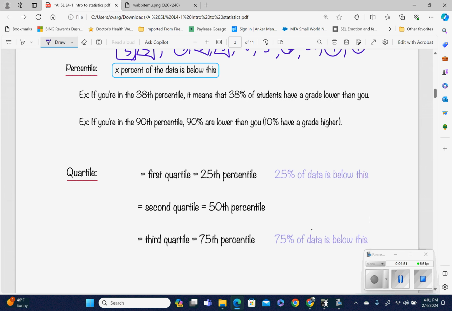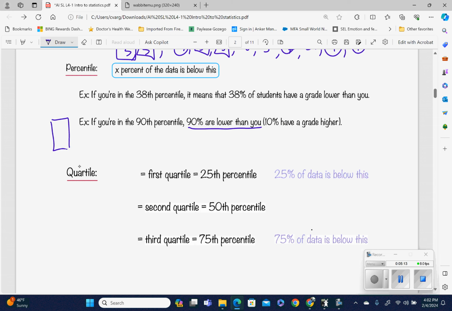Percentile. So I know we're doing a bunch of definitions. This is a good place to start just to make sure we're all on the same page. If admin comes to you or somebody tells you, okay, hey, you are in the 90th percentile. If you're in the 90th percentile, what that means is 90% of the students are lower than you, right? You are in the 90th percentile.